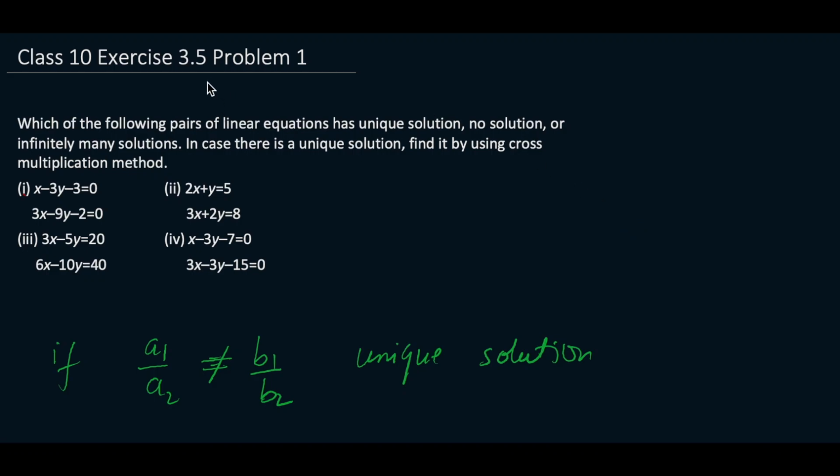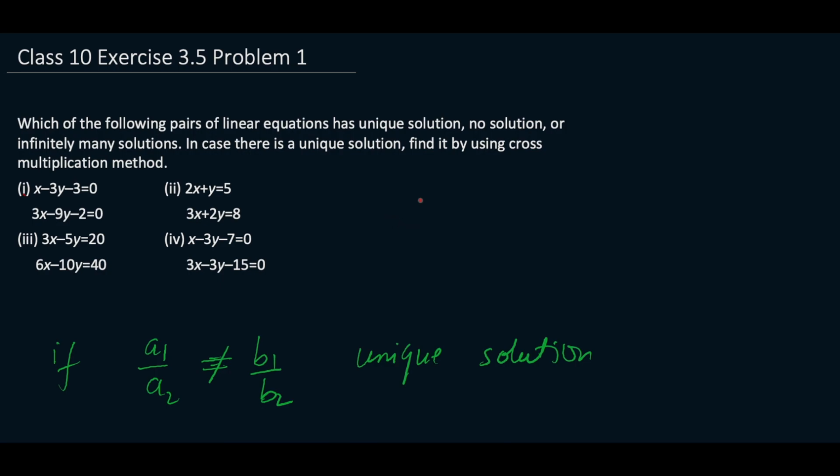Welcome to exercise 3.5 problem 1. Here our question is, which of the following pairs of linear equations has a unique solution, no solution or infinitely many solutions? In case there is a unique solution, find it by using the cross multiplication method. So we are given 4 questions here.